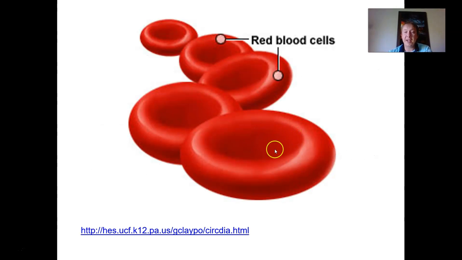And you're just going to have a quick picture so you can kind of see what the general shape of a red blood cell is. It almost looks like a kind of a donut, just kind of filled in the middle.